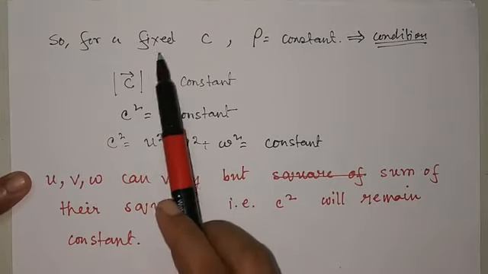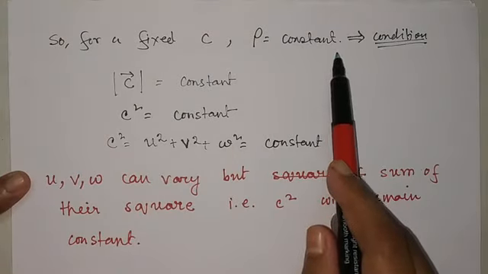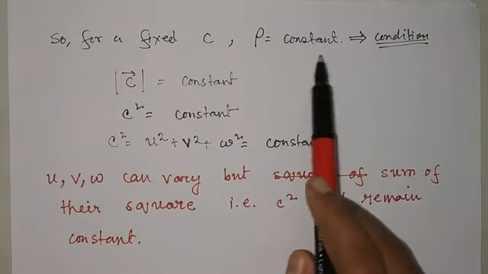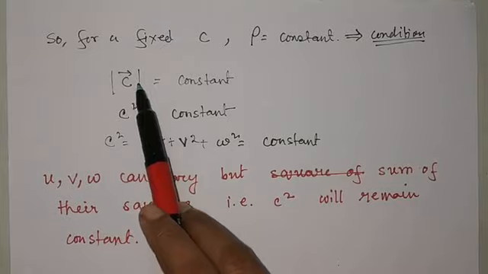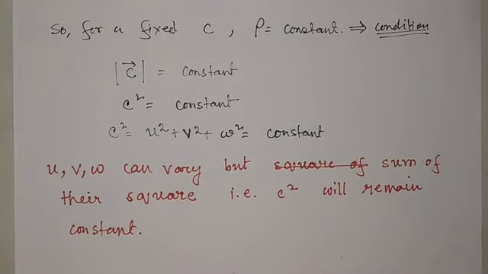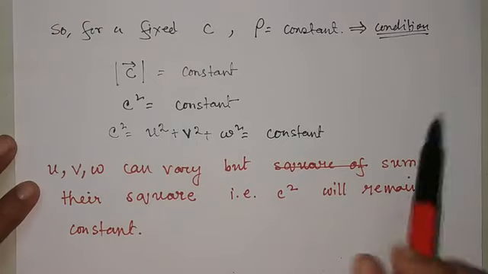So for a fixed C, rho is constant. Okay. So under this condition, when for a fixed C, rho is constant, we can say that the magnitude of the C vector, why we have taken magnitude, because as we are going in different direction, the vector quantity of C will change, but the magnitude remains same. That's why C is constant.